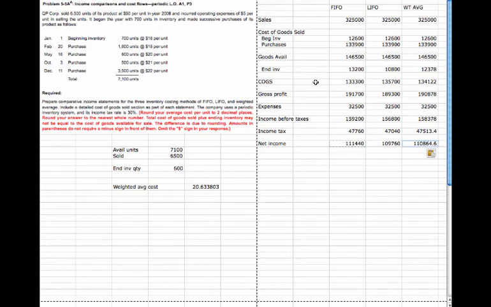Got it? So there's a difference between perpetual and periodic. Periodic, it's all driven by formula. In perpetual, we have to look at it, we have to work each one of the transactions out to determine what's the effect on our cost of goods sold. Well, good. Now let's go to the next problem.